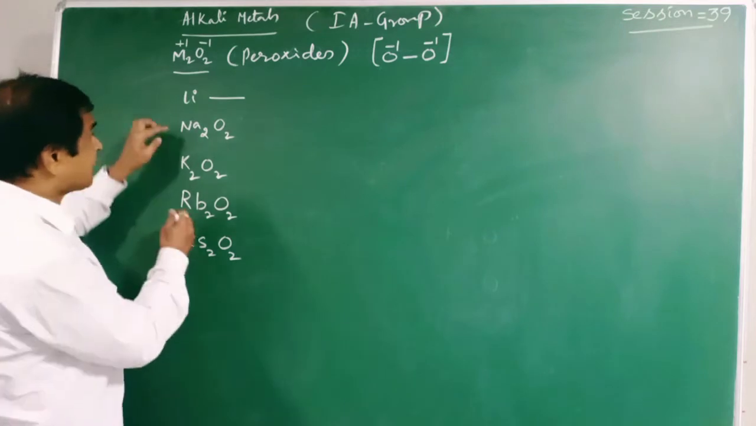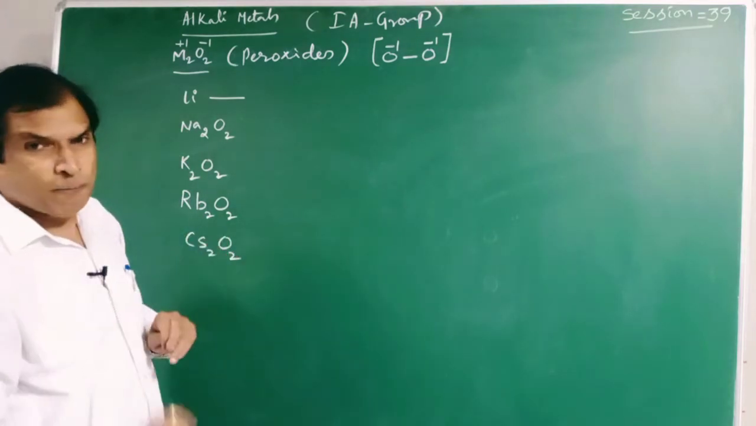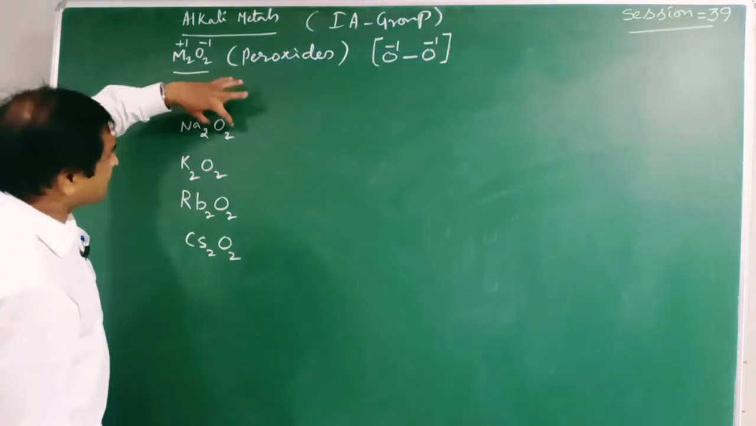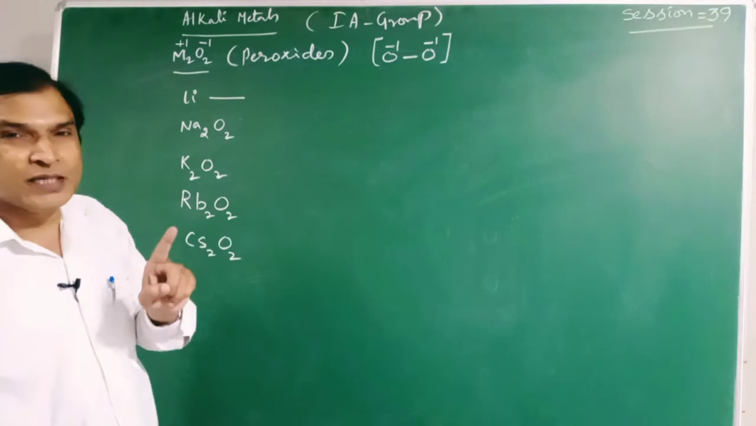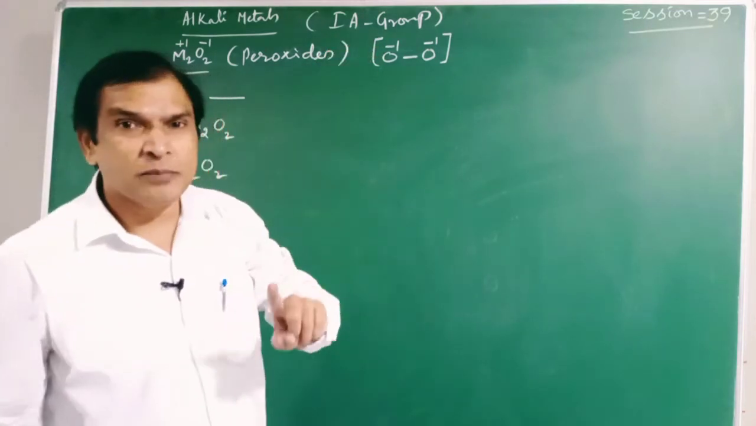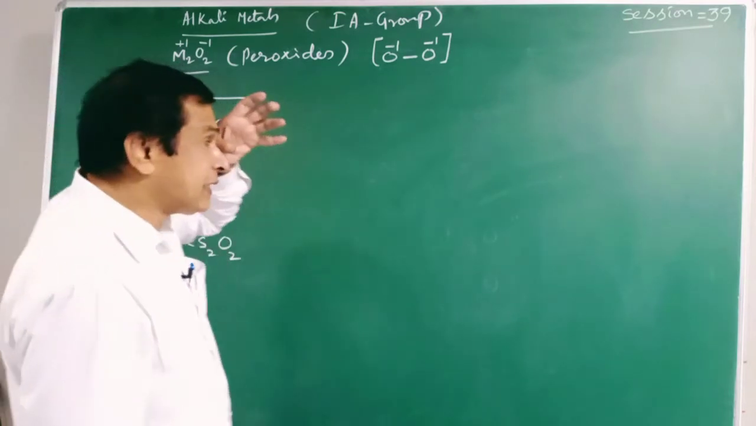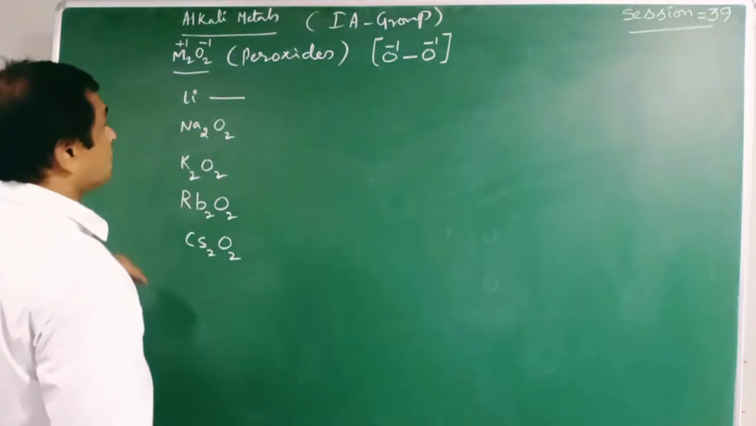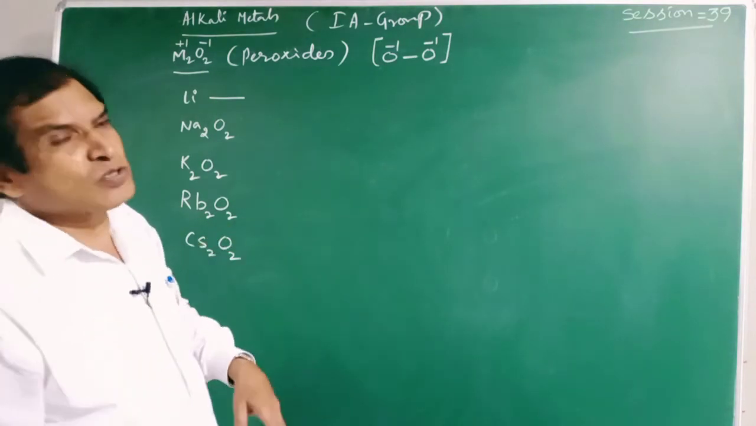What is the oxidation state of the alkali metal atom in the peroxide? In any compound it is always +1. And in the peroxy bond, the oxidation state of the oxygen atom is -1. And another point: what is the formula that represents a peroxide?